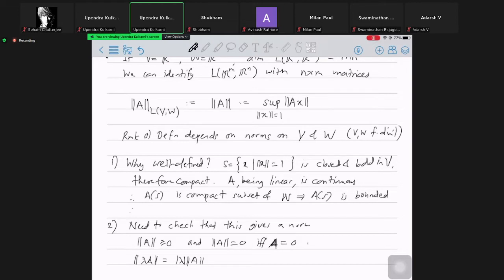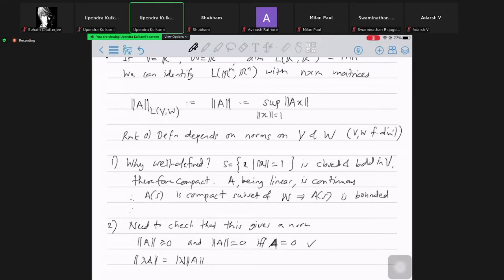So I'm just going to say check mark over here. So is this difficult? How do you check this? Well, this just follows from the fact that scalar multiplying an operator by a scalar is just pointwise.